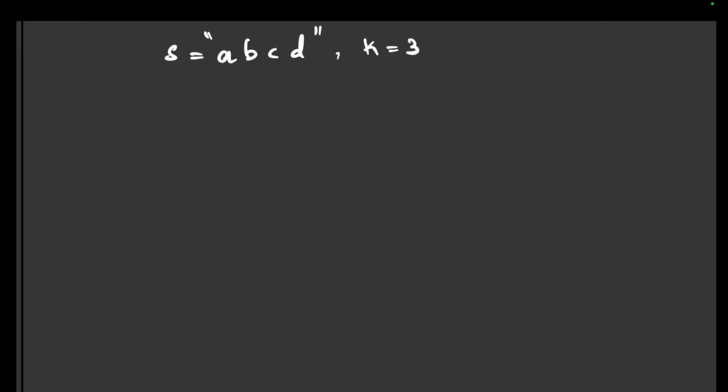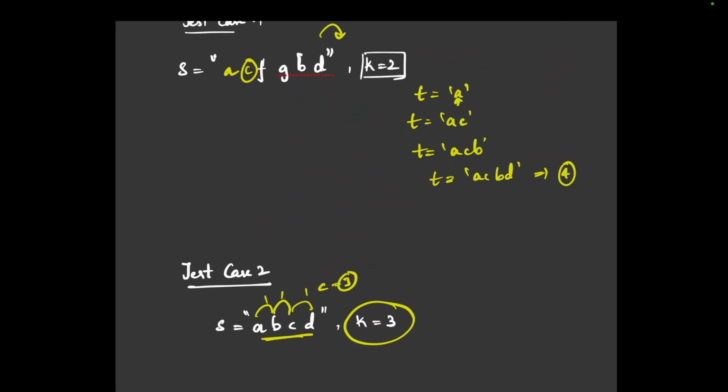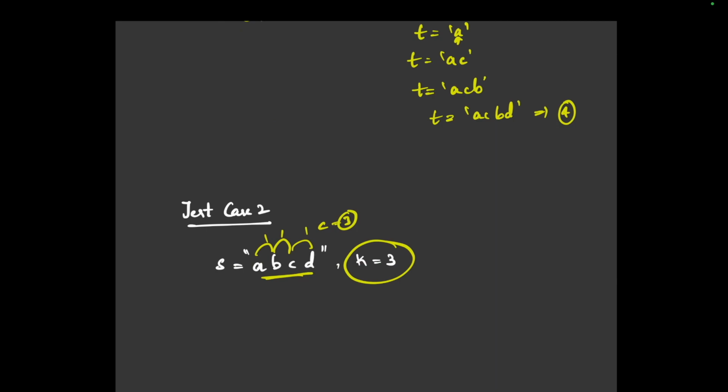Coming over here, we still have K as 3 and we have ABCD. Obviously that will be the answer. Why? AB's absolute difference is 1, BC's absolute difference is 1, and CD's absolute difference is 1, which is less than or equal to 3. That is the output. So even if you want to trace it, you can still trace it by choosing the first letter as A.